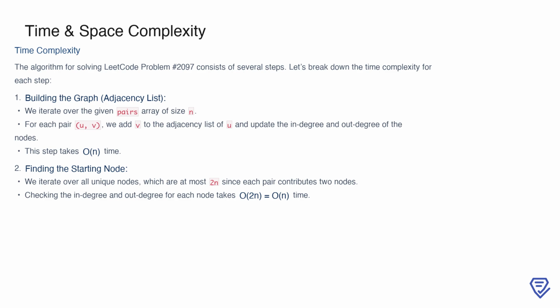Next, we need to find the starting node for the Eulerian path. This requires iterating over all unique nodes. There are at most 2n unique nodes because each pair contributes 2 nodes. Checking the in degree and out degree for each node is a constant time operation, so the total time for this step is 2n, which simplifies to O(n).